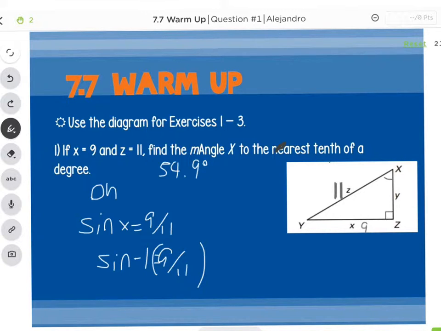So this time I give you x, which is opposite angle x, and I give you z, which is 11, which is the hypotenuse. And the combination there, in respect to angle x, which is here, that's opposite and hypotenuse, which tells you it's sine. So then you would say the sine of x equals 9 over 11. And then hit that -1 button, sine -1 of 9 over 11, and you end up with the angle being 54.9.